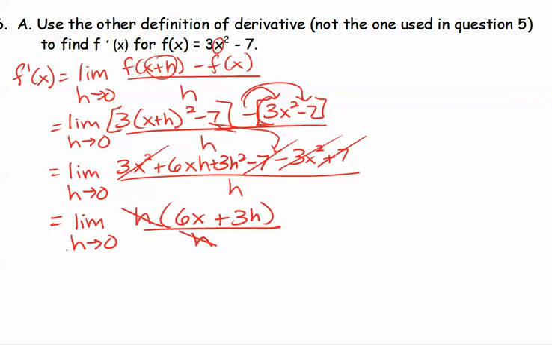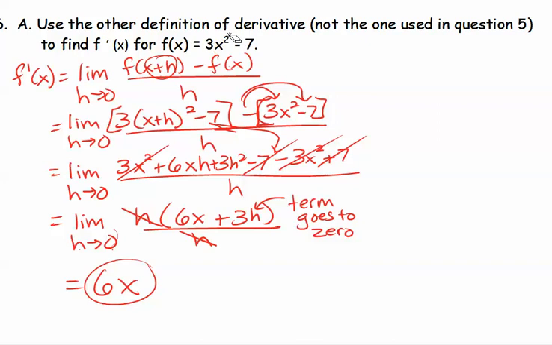So now we're ready to actually do the limit operator. Now we're ready to actually let h turn into 0. So this term, when h becomes 0, this term goes to 0. So what would be left? Our 6x as our derivative. So this is f prime of our original function 3x squared minus 7.